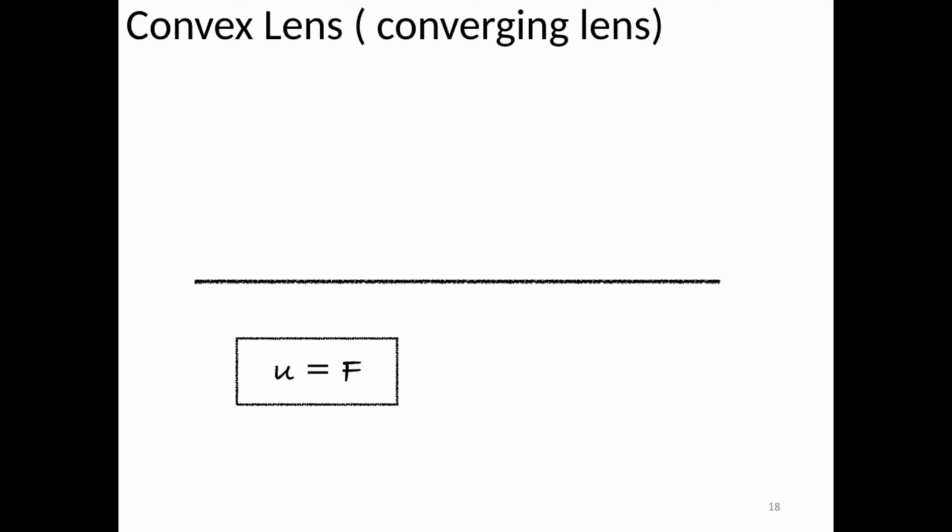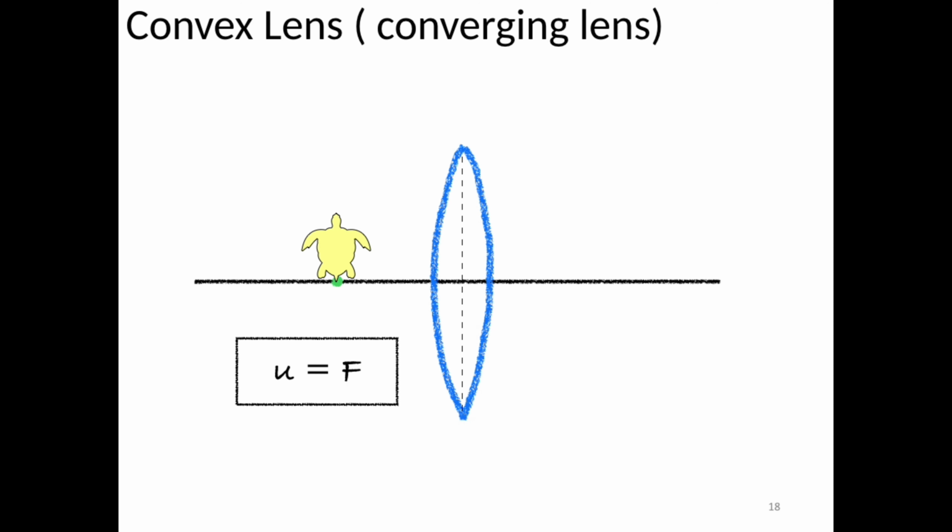Alright, the next one will be a little bit different, but still we are going to apply the same steps. Now the object is located at F, coming near to the lens. So we have our F and 2F.